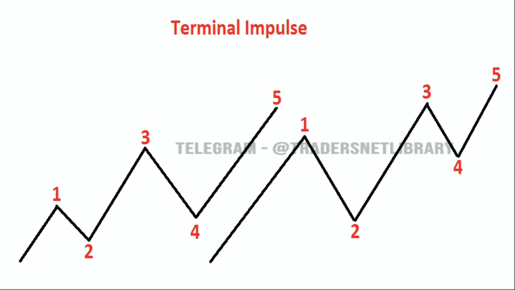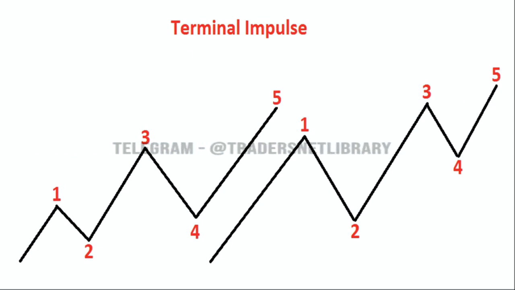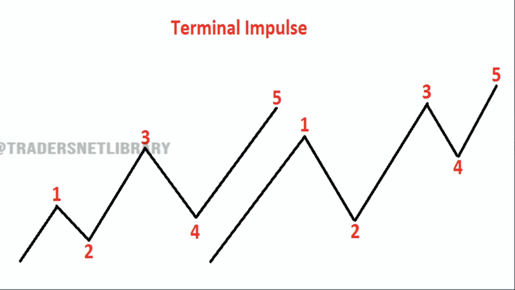Another important rule in the terminal impulse wave pattern is that wave 5 must correct at least 38.2% of wave 4. The terminal impulse pattern is usually created after a long process. After drawing the trend lines from points 2 and 4 and points 1 and 3, we can see them converging or diverging.